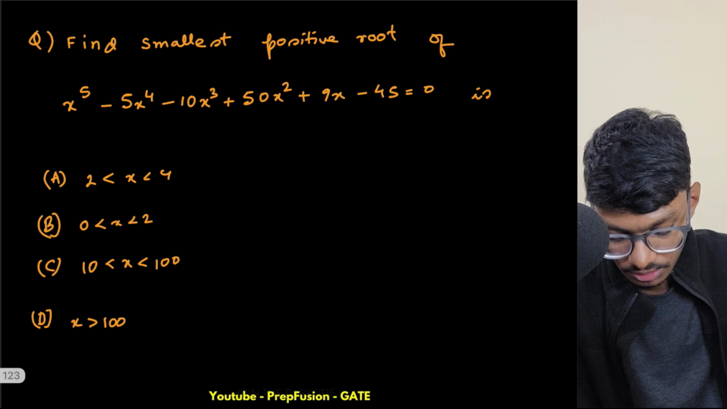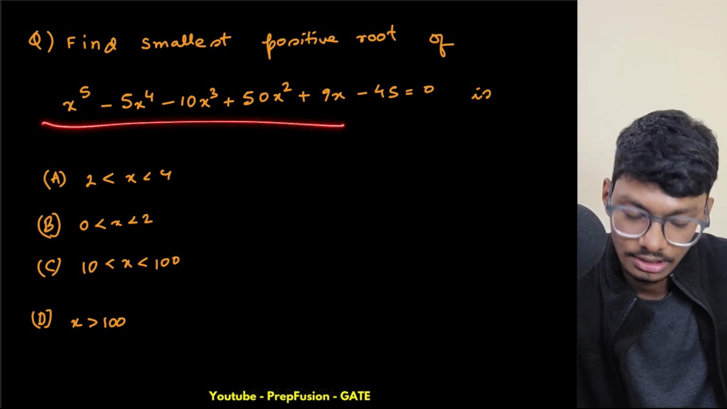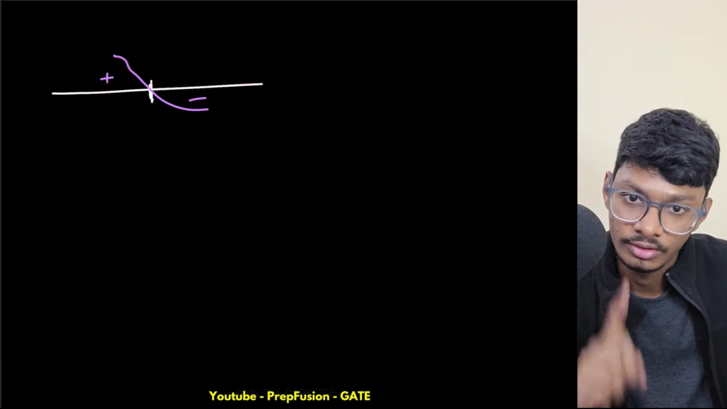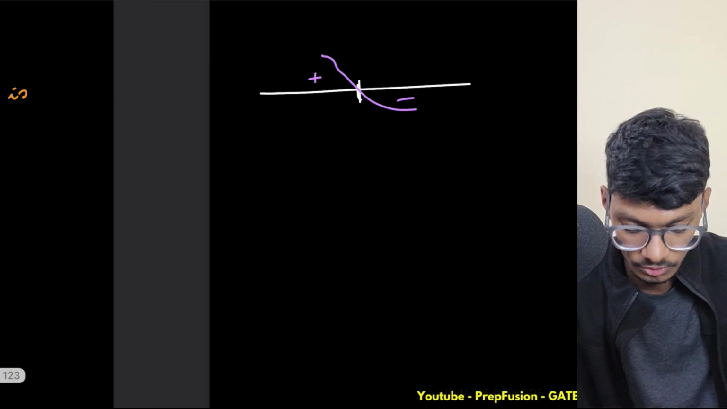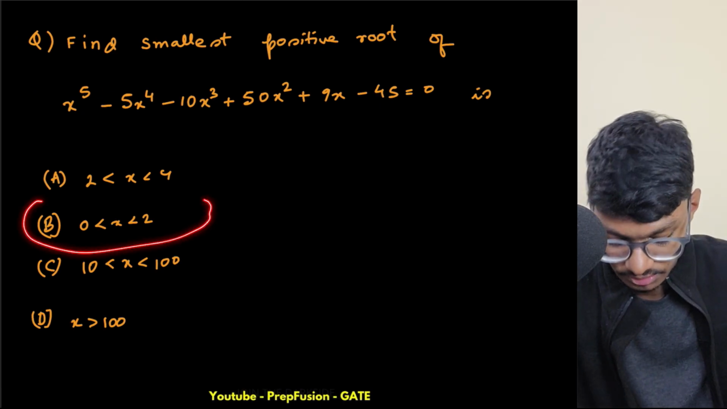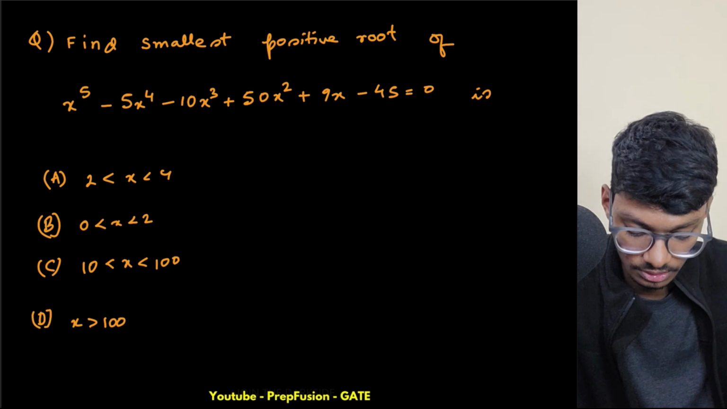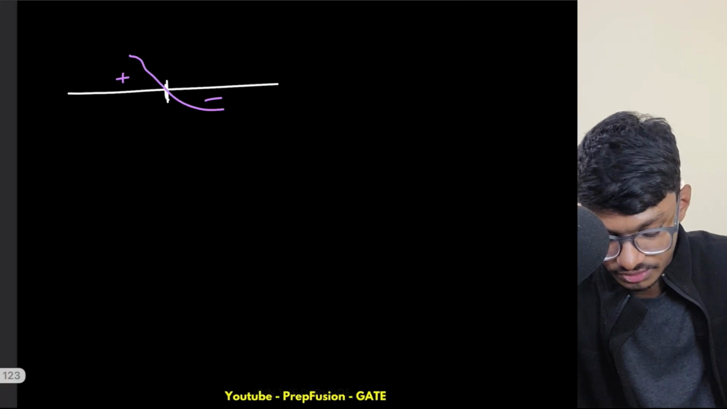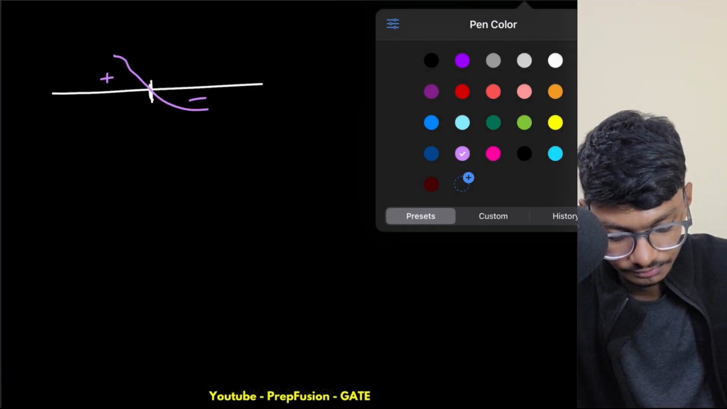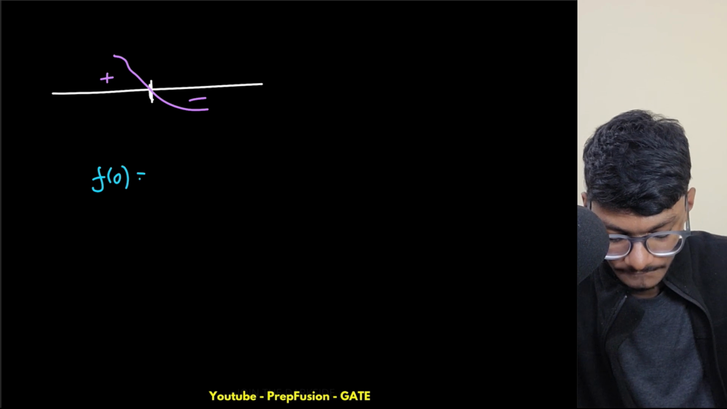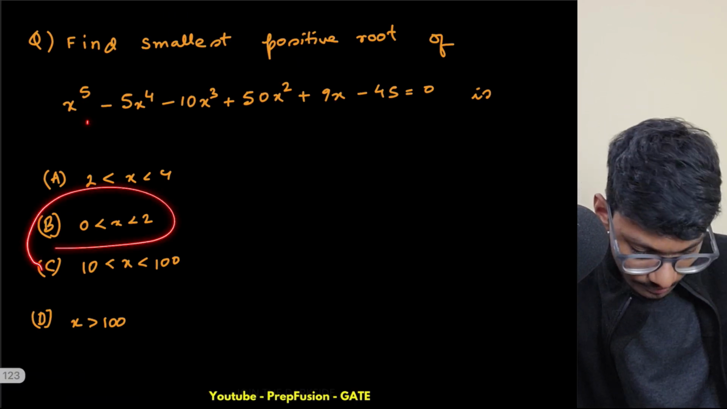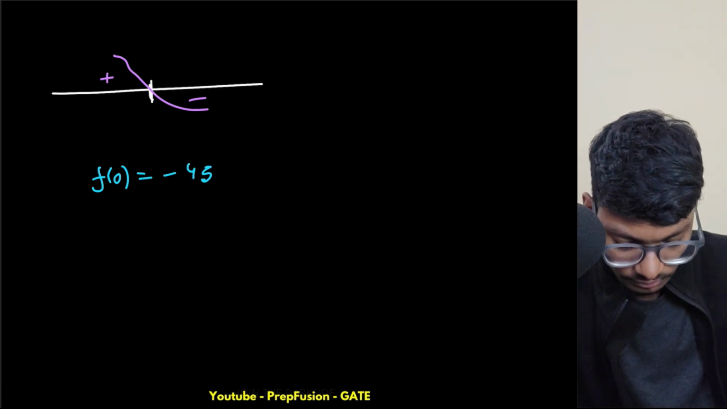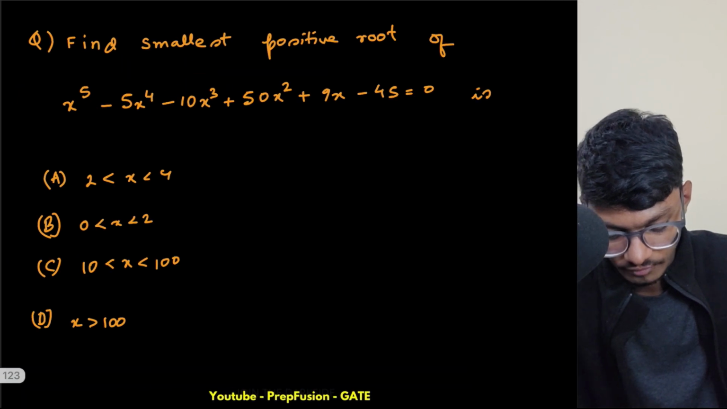So if we check the value of the function, if before it was positive and after it is negative, then definitely I will have a root. Okay, so if I check, they have told us to find the smallest positive root. So I will check from the start, from the smallest positive range. Okay, so from 0 to 2. So at f of 0, what is it? F of 0 is simply minus 45, so it is negative. Okay, now what is my f of 2?